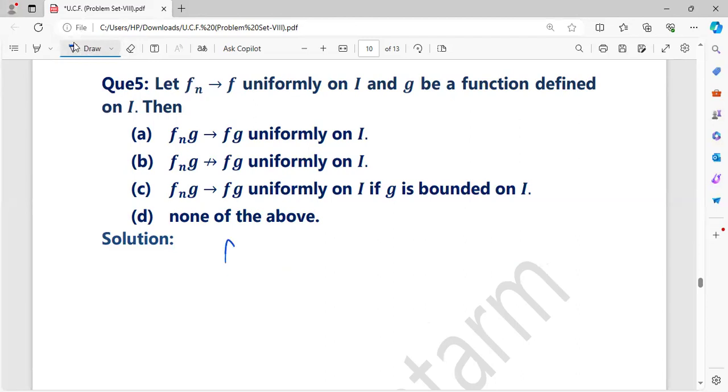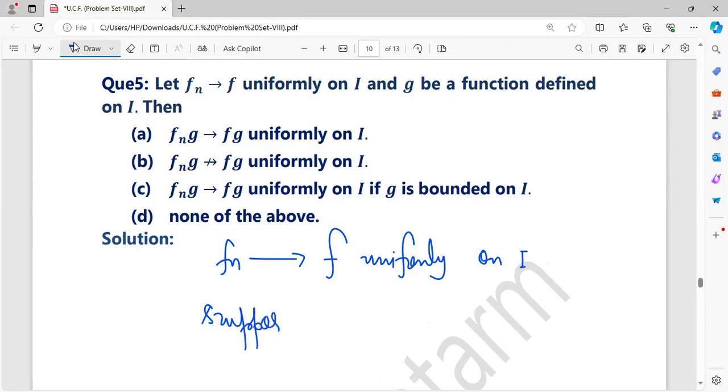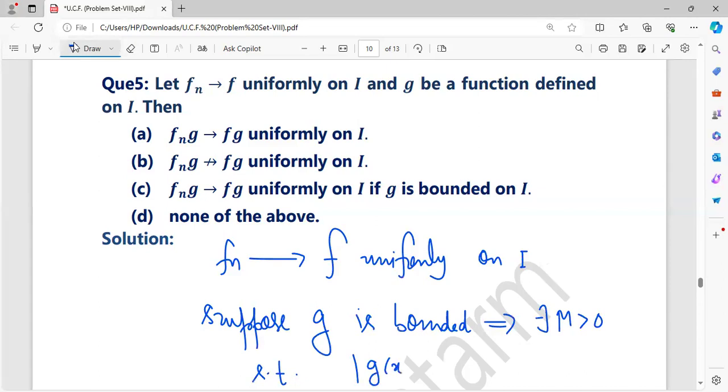So you see that Fn is converging to F uniformly on I. This is given. Okay, so G is bounded. This implies there exists M greater than 0 such that |G(x)| is less than or equal to M for all x belonging to I.